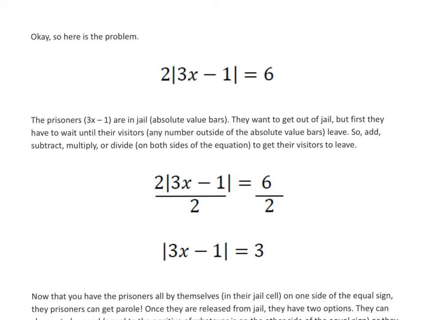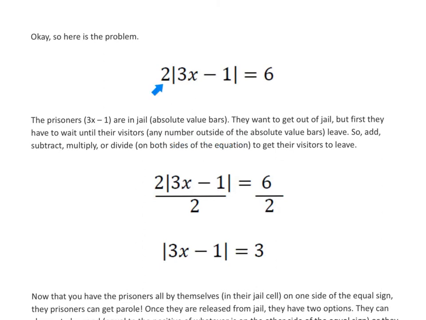Okay, so we're given this initial problem that you see here on your screen. And we're thinking about jail. So remember, these absolute value bars are like our jail bars. And obviously prisoners, we've got this on the inside. So the prisoners want to get out of jail, but first they have to wait for their visitors to leave. So anything that's on the outside of the absolute value bars, we need to take care of first.